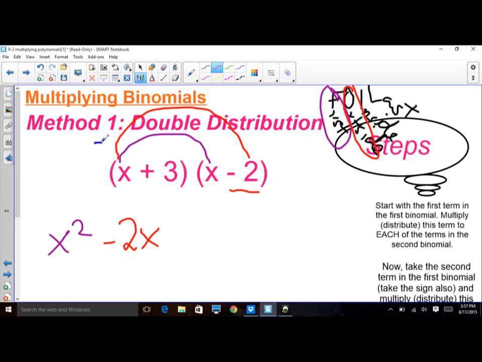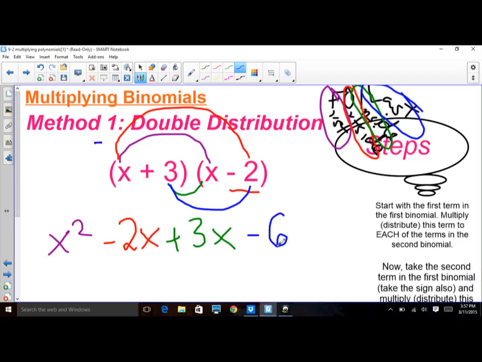Now we're going to make this a double rainbow. Now we have to multiply I, inside. So the two terms that are inside the two parentheses, we're going to multiply together. That's 3 times x, which gets us a positive 3x. And now the L stands for last, right? Take our two last terms. That's 3 times negative 2, and we get a negative 6. Now, if they don't combine, you write them in a line.